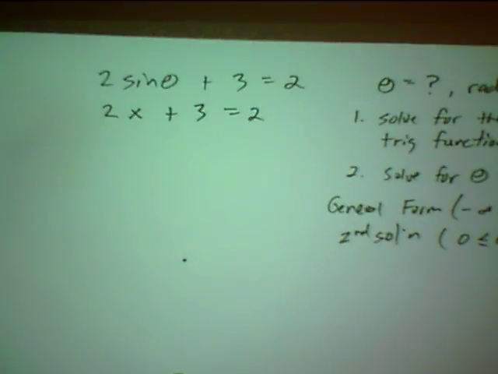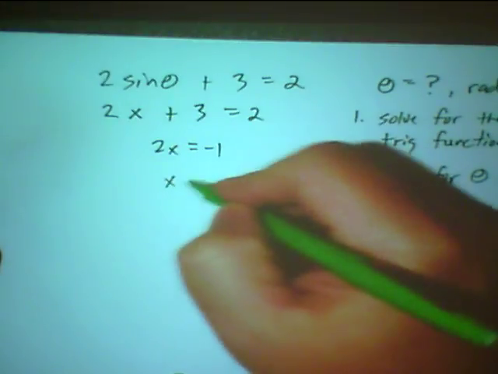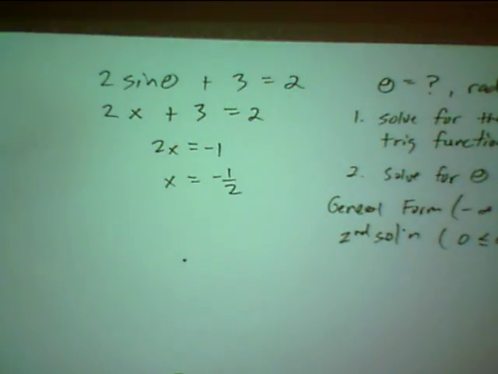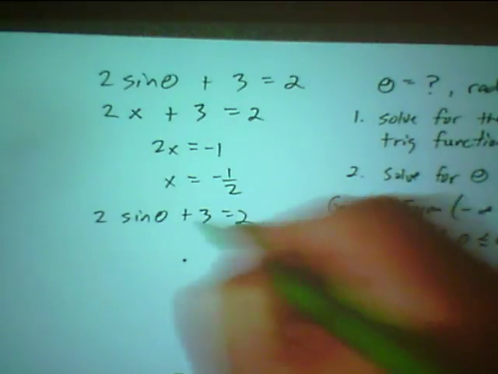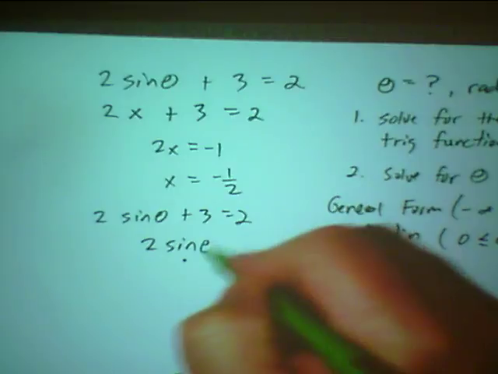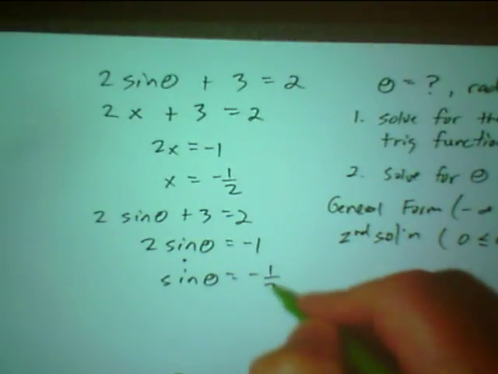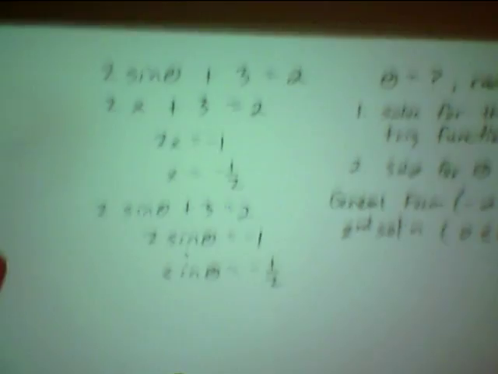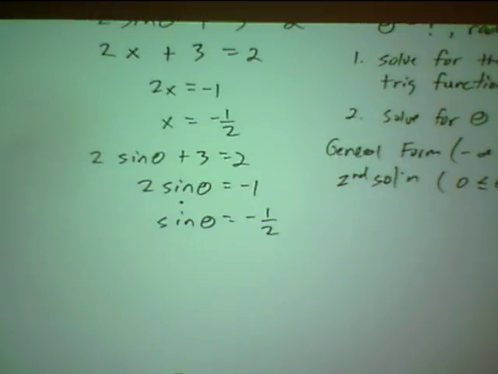The way we solve a linear equation is to get x by itself on one side. So I would subtract 3 from both sides, divide both sides by 2, and there's my solution. We're going to do the exact same thing as we try and solve for this trig function. So I will subtract 3 from both sides, divide both sides by 2, and now I determined that the sine of theta equals negative 1/2. This is what I call solving the first part of the problem.